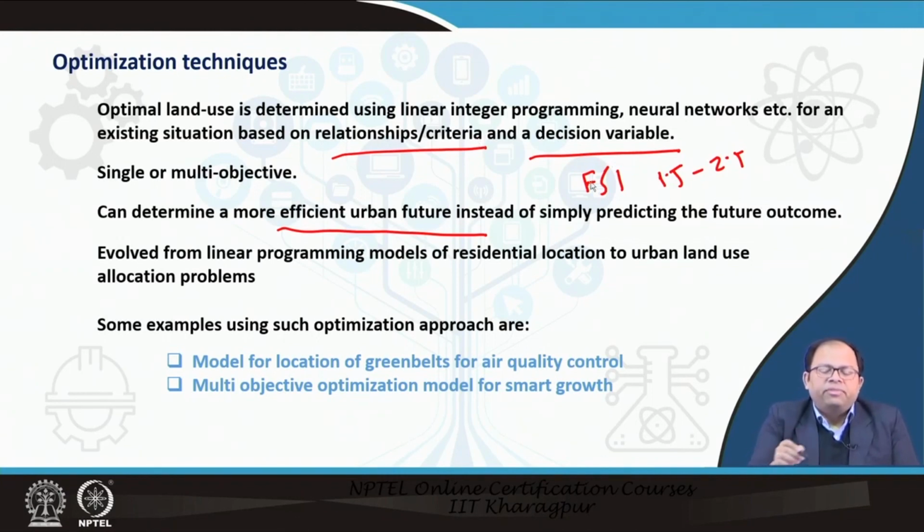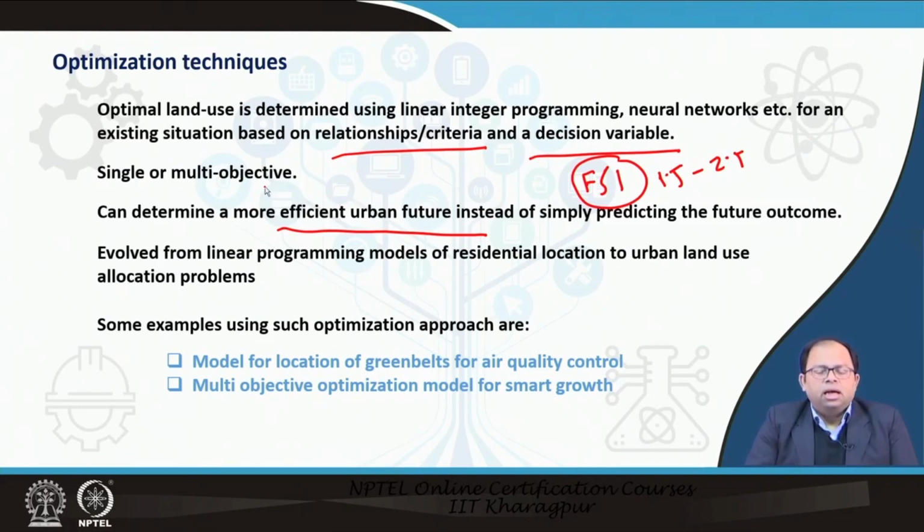So these are the different things that have to be considered, and here the decision variable is FSI. This is a single objective. I want to increase the FSI, but there could also be multiple objectives. So the optimization models could be both single objective or multi objective optimization models, and this kind of models evolved from linear programming models of residential location to urban land use allocation problems, like how we can allocate urban land use in the most suitable way.